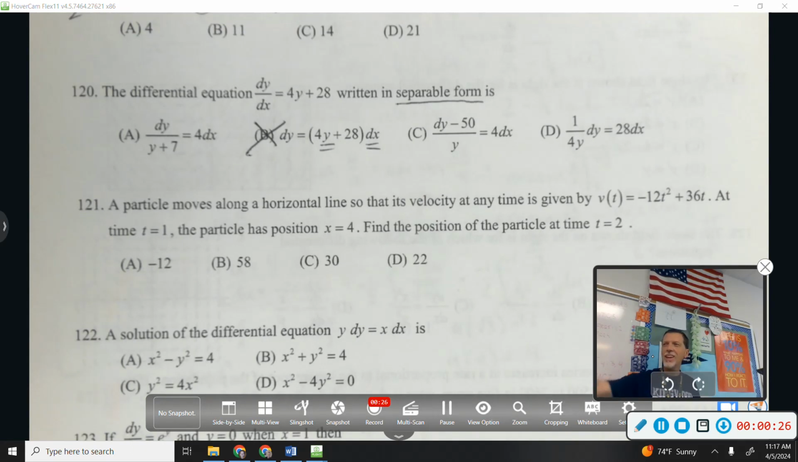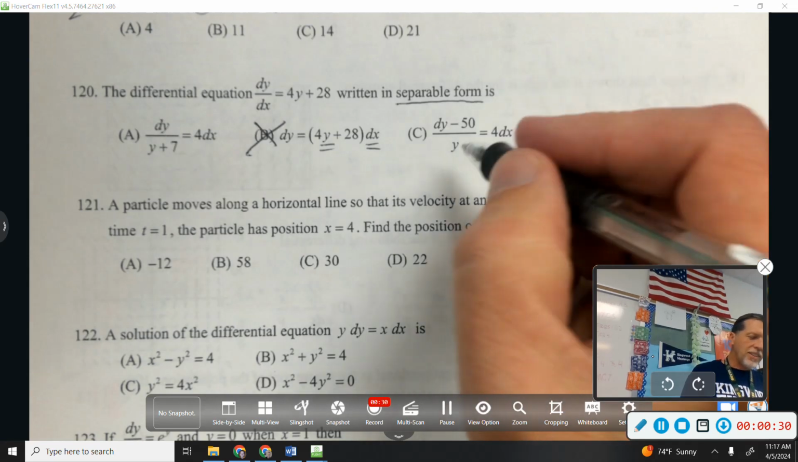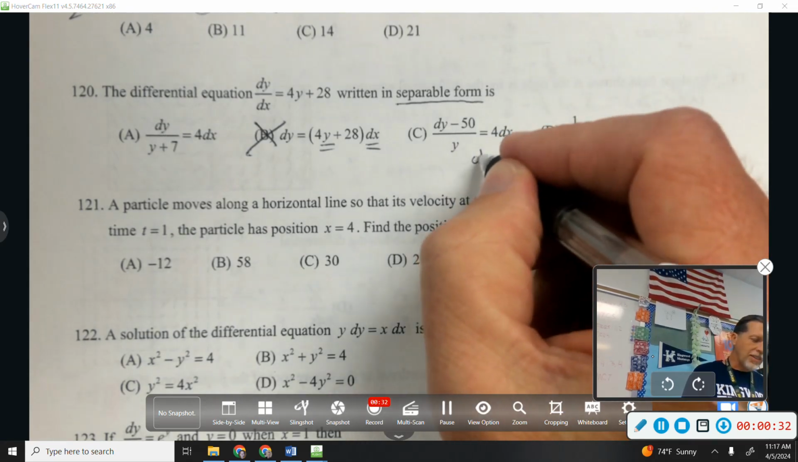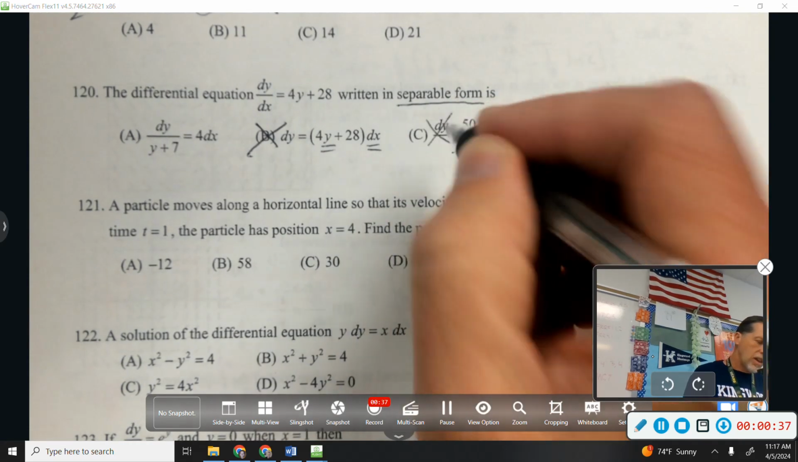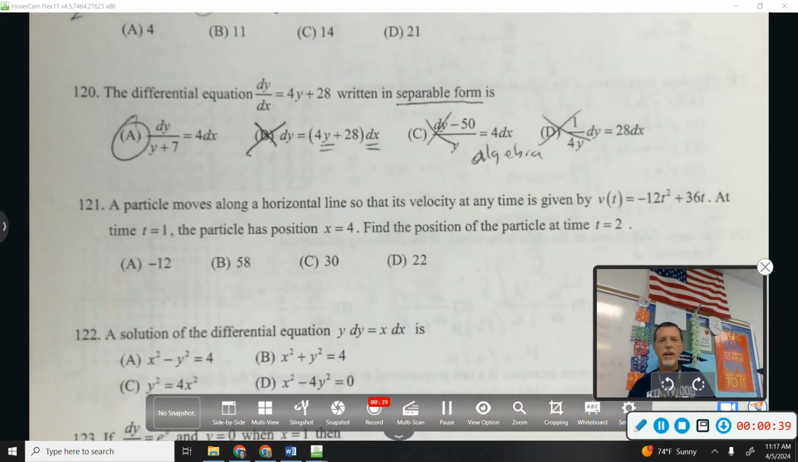What answer do we like? A? I like A as well. C and D, they made algebra mistakes. Like, that's not even a calculus issue. So yes, it's A. All right, gentlemen.